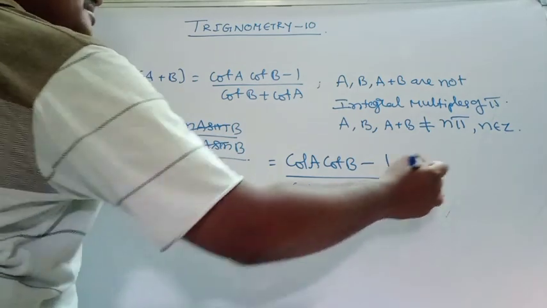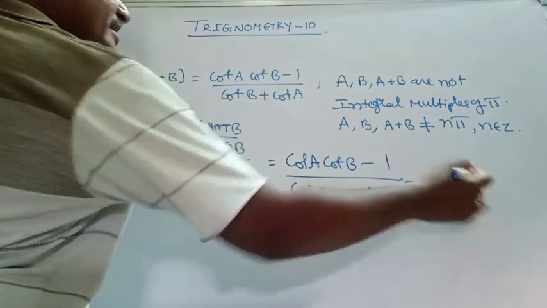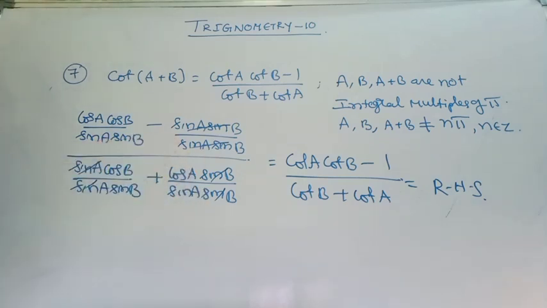And this is the right hand side part. You have taken the left hand side, and you have nicely got the right hand side part. That means you have now got the seventh one. Cot of A plus B becomes cot A cot B minus 1 by cot B plus cot A. This is true when A plus B are not integral multiples of 180 degrees, right?